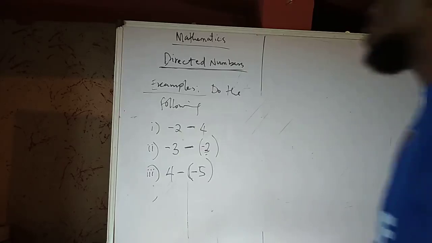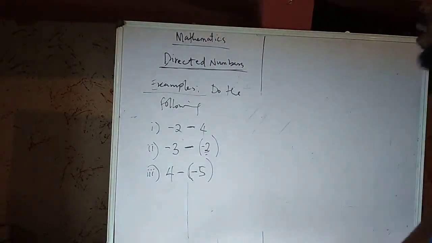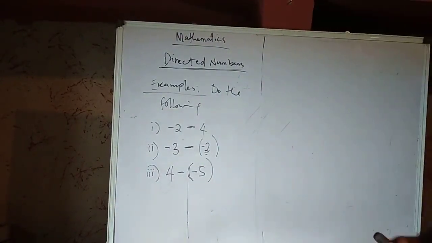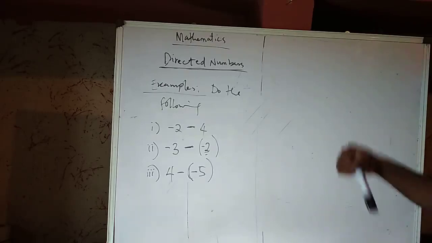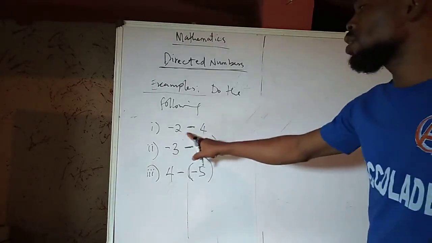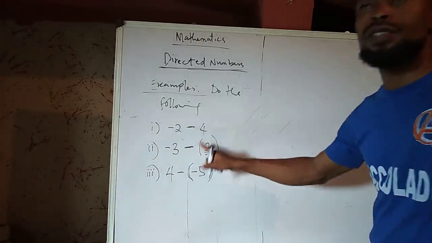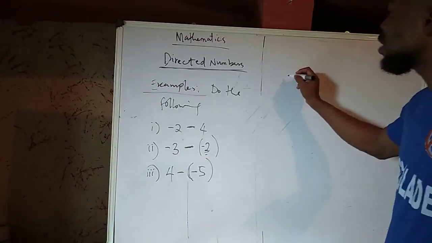So the problem on this board, as you can see, can also be solved with the same ideology that I have already established. So now look at it. We start with minus 2 and minus 4. We want to do this: minus 2 minus 4.